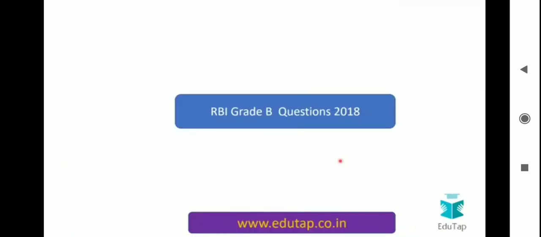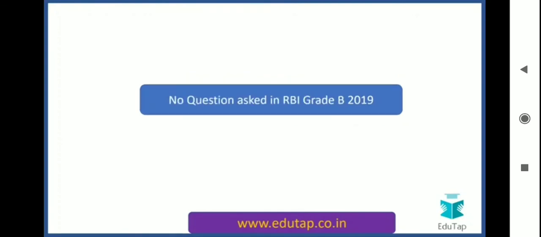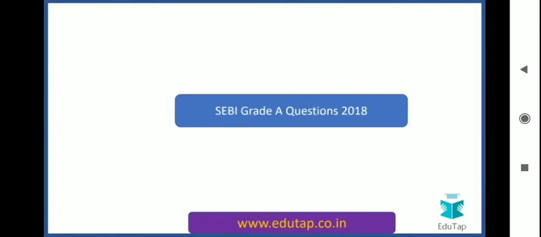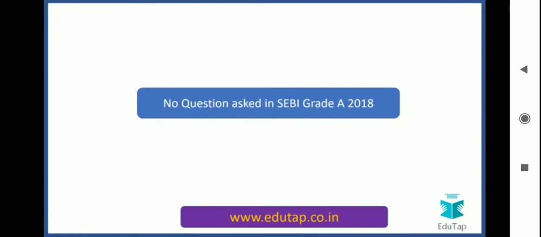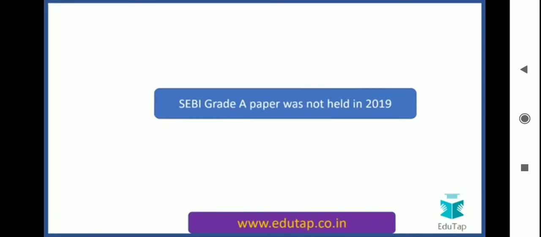So let's see what are the questions asked in RBI Grade B 2018. No questions asked in RBI Grade B 2018 from Time Value of Money. And let's see now what are the questions asked in RBI Grade B 2019, right? So again, no questions asked in RBI Grade B 2019 from this chapter. Now coming to SEBI, questions from this in SEBI Grade A 2018. No question asked in SEBI Grade A 2018 from this chapter. And SEBI Grade A 2019 questions from this chapter. The paper itself was not held for SEBI Grade A in 2019.